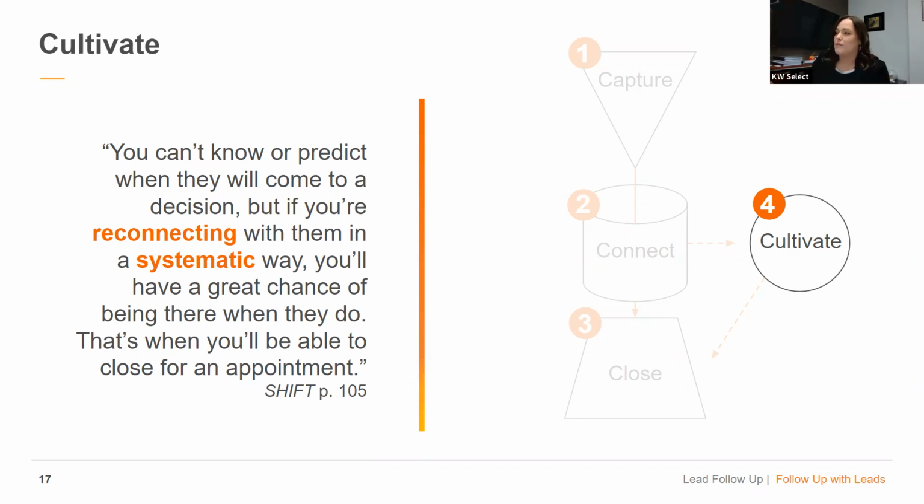This is the step of the model that most agents struggle with. Why do you think that is?